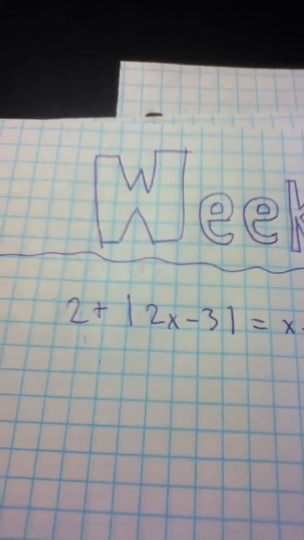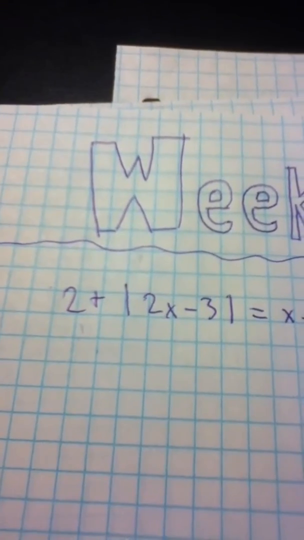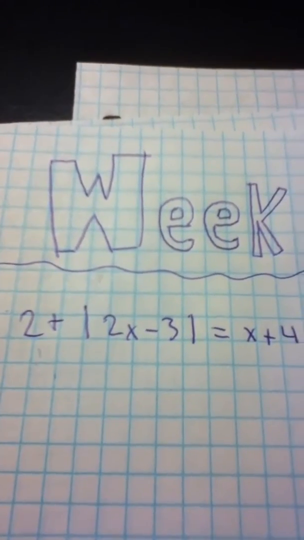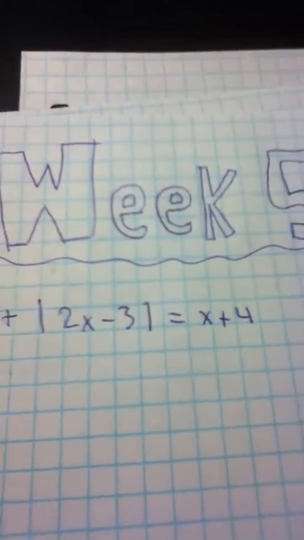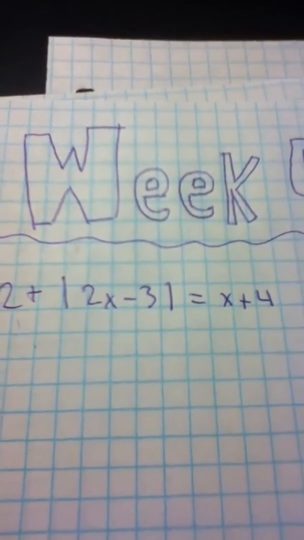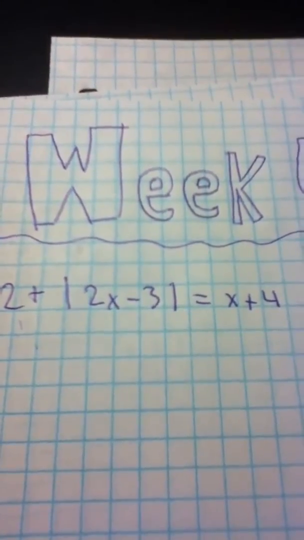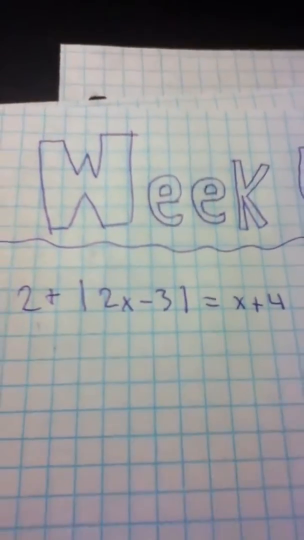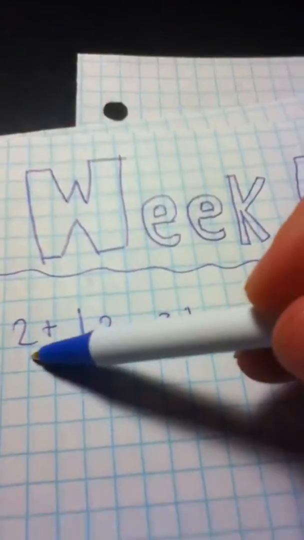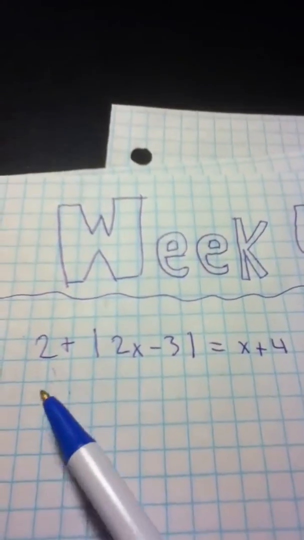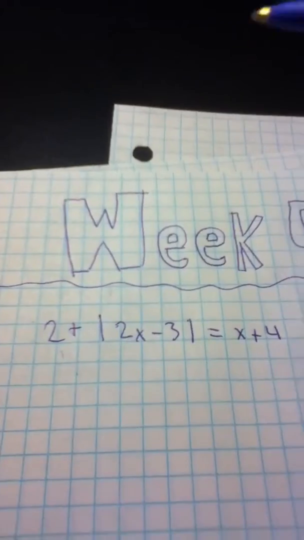Today we have 2 plus the absolute value of 2x minus 3 equals x plus 4. So what we're going to do is, since this is an absolute value form, we'll just leave that behind and work with the 2 and the x plus 4.